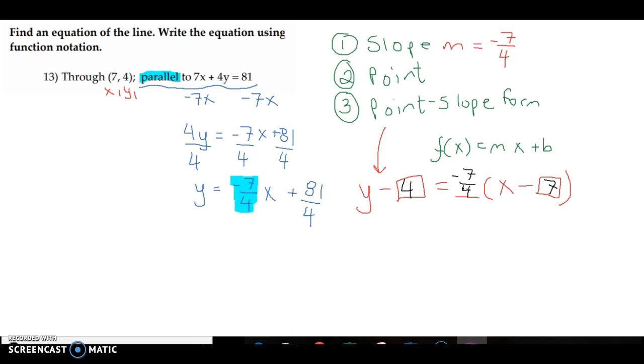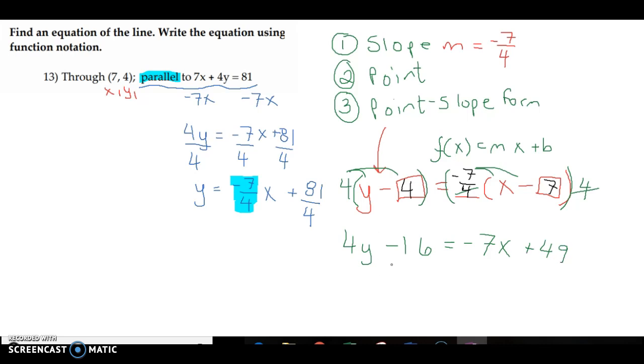Sometimes your slope's an integer and sometimes your slope is a fraction. If your slope is a fraction, what you want to do is multiply both sides by the denominator of that fraction to get rid of the fraction. Now all it does on the side with the fraction is kill the denominator. We're going to distribute that negative 7 to the top. And we're going to distribute this 4. So that should give us 4y minus 16 equals negative 7x plus 49.